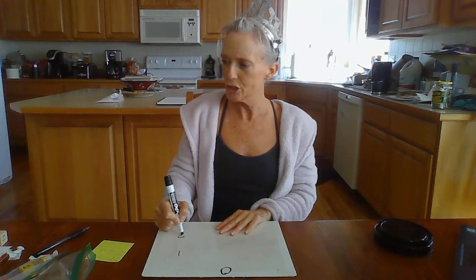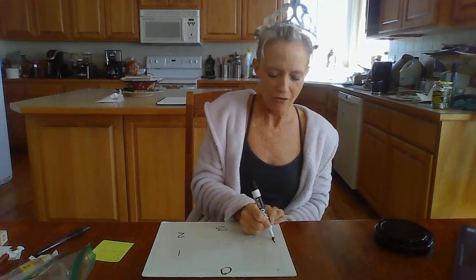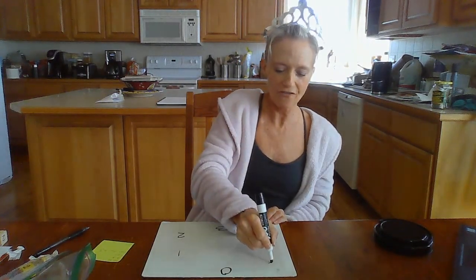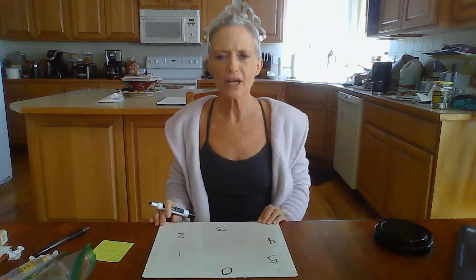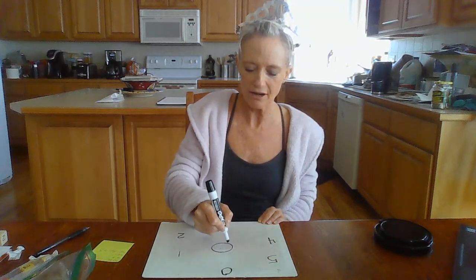Okay, so I'm going to get out my whiteboard. I'm going to get out my dry erase marker, and I'm just going to write the numbers. Let's see if I can put this up here. I'm going to write 0 up here. Then I'm going to write 1, 2, 3, 4, 5. And in the middle, I'm going to draw a smiley face right there.